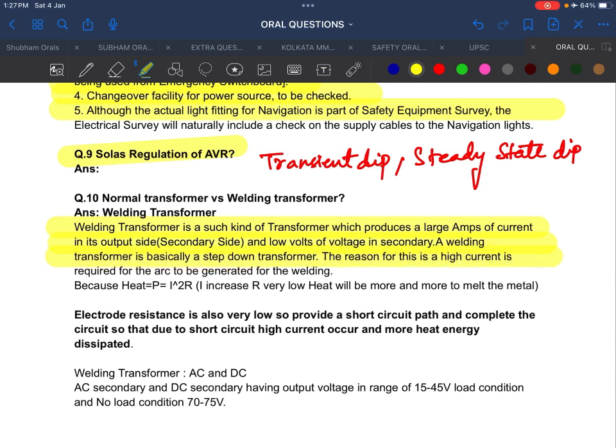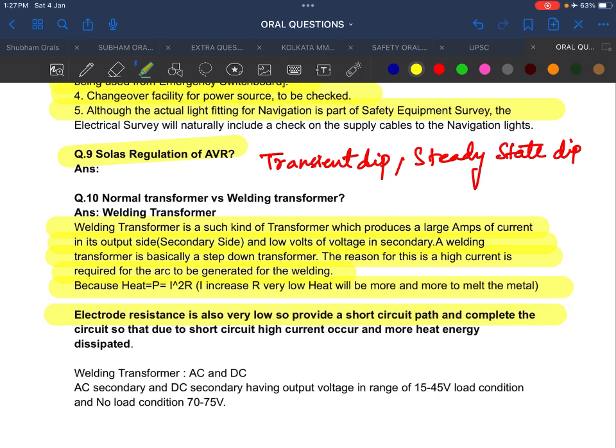The reason for this is that high current is required for the arc to be generated at the welding, because heat P is equal to I squared R. With very low resistance, more and more heat is produced to melt the metal. Okay, electrode resistance is also very low, so it provides a short circuit path.